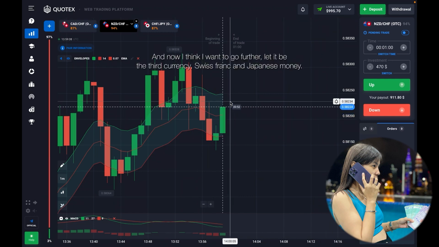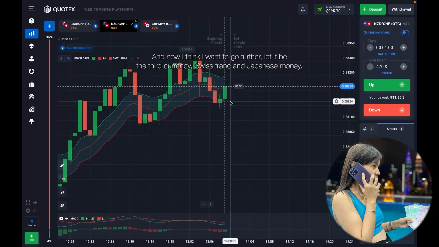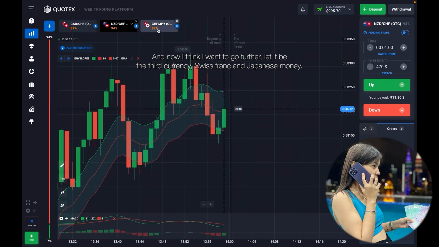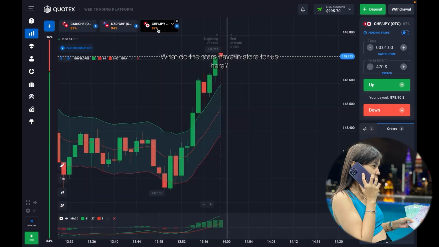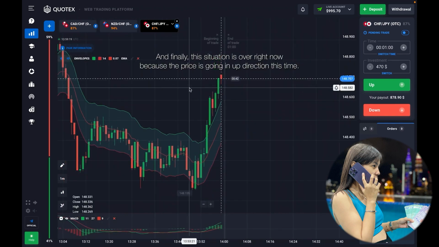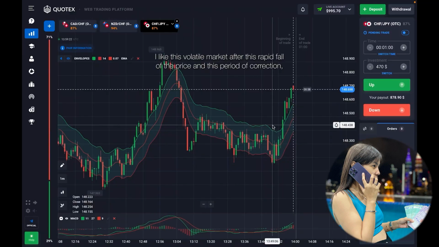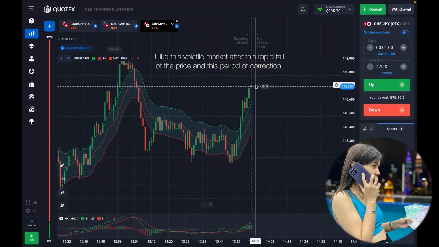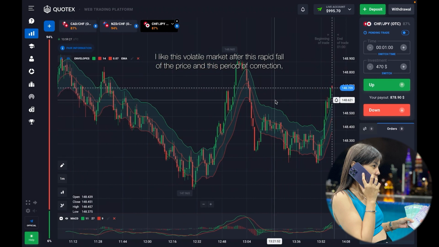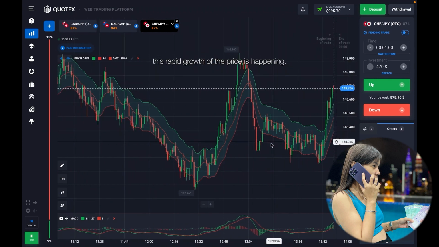And now I think I want to go further, let it be the third currency, Switzerland franc and Japanese yen. What do the stars have in store for us here? And finally, the situation is over right now because the price is going in an up direction this time, and it is really perfect. I like this volatile market, and after this rapid fall of the price in this period of correction, the rapid growth of the price is happening.